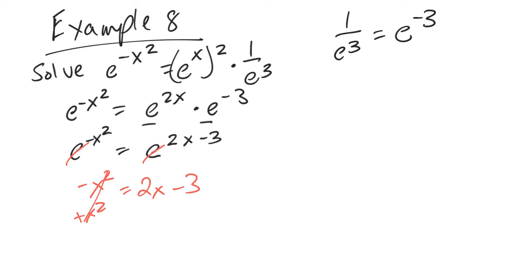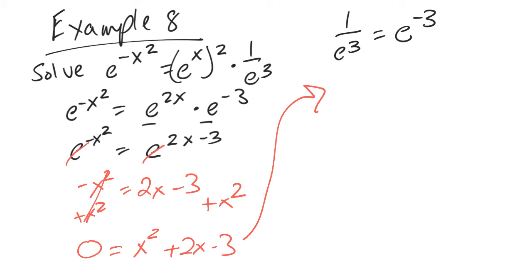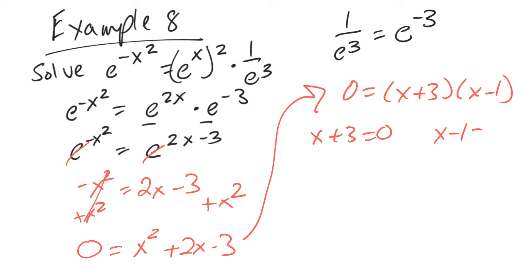So add the x squared over. We have 0 equals, writing it in standard form, x squared plus 2x minus 3. And guess what? We get to factor this. What multiplies to give us negative 3, but adds to give us 2? It's going to be 3 and 1. So 0 equals x plus 3, x minus 1 is how that would factor. Set both factors equal to 0 and solve. So x equals negative 3 and x equals positive 1.